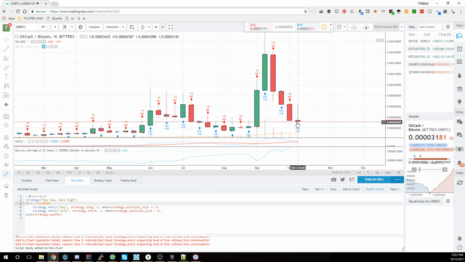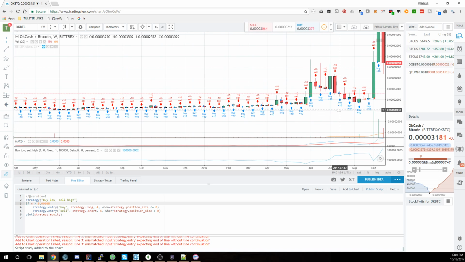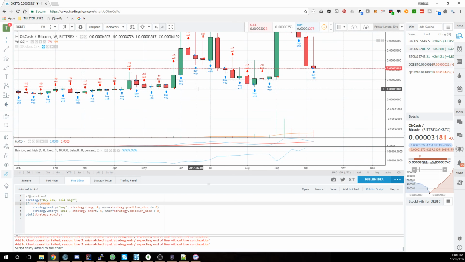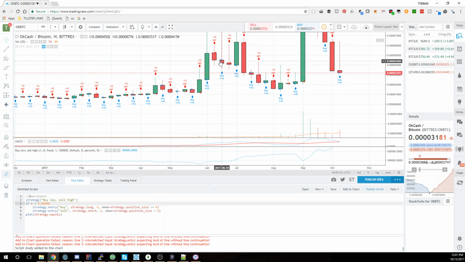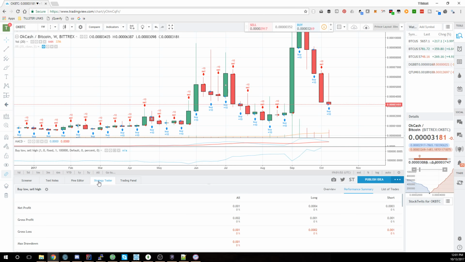Now, the idea here is that what the strategy has done for us is, under normal circumstances, not this crazy talk clown shoes that's happening, and because I'm cursed by the demo gods, what's normally happening is that the strategy is tracking your profitability. It's saying, okay, if you bought here and then you sold here, how much money would you have made? And then if you sold here and then you bought here, how much money would you have made? Okay. Now what you can do is you can come over here to the strategy tester.